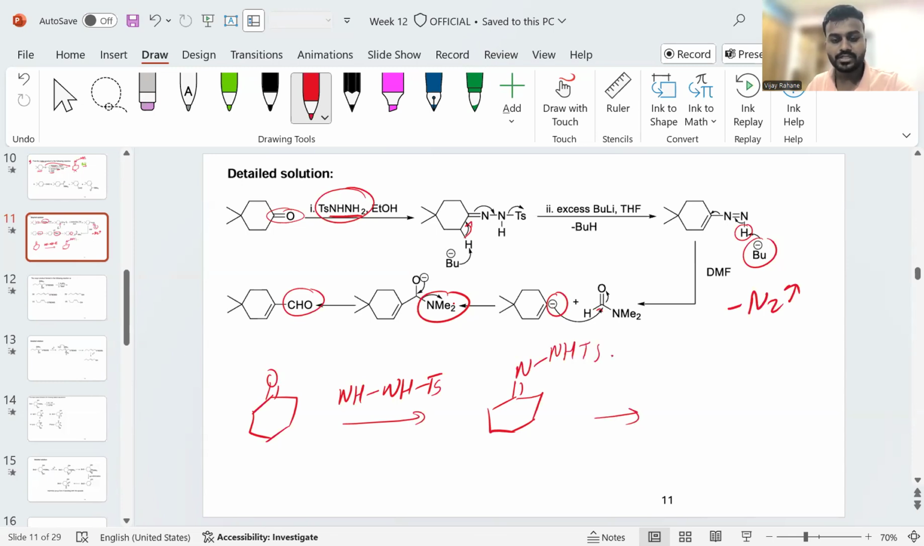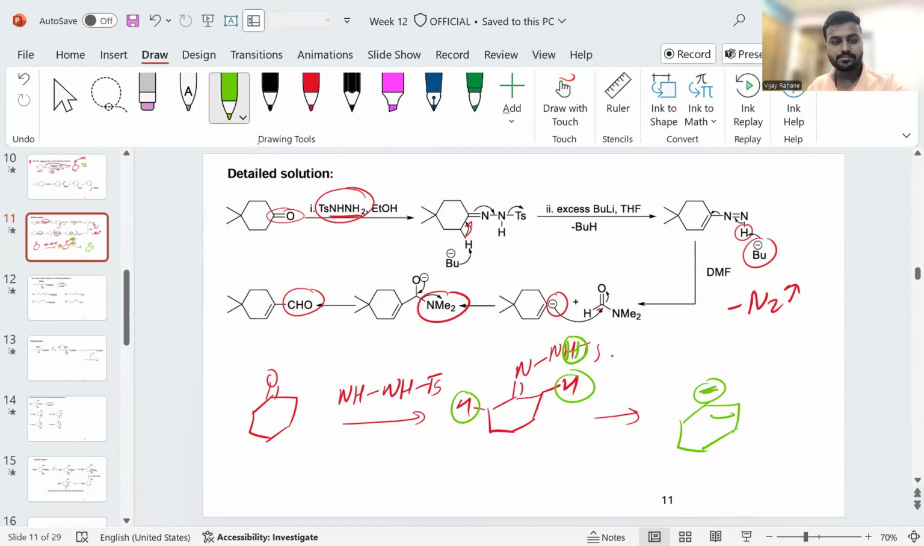The second step is the butyl lithium. Whenever we add the butyl lithium in excess, these protons are available for abstraction, and again this NH proton also. It can abstract the proton from here, which leads to the formation of the carbanion at this position. So in this step, the carbanion formation takes place.